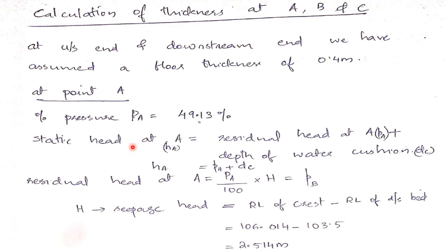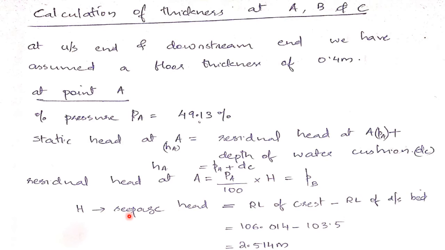To find out the thickness at point A, we need the static head. That is, static head at A is equal to residual head at A plus depth of water, DC. That is, static head at A, denoted as small HA, is equal to residual head at A, small pA, plus depth of water, that is DC. Now residual head at A, that is head remaining at A, is equal to PA, that is the percentage pressure, 49.13 divided by 100 into H, that is equal to small pA.